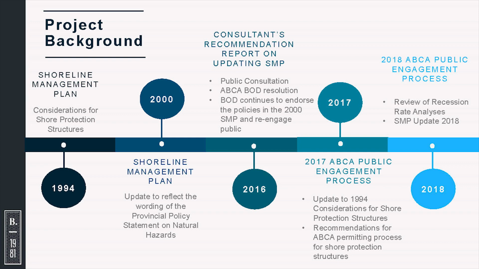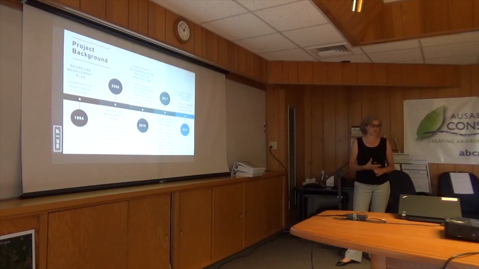So the first Shoreline Management Plan that the Conservation Authority did was in 1994. It was updated in 2000 to reflect the provincial policy statement updates on natural hazards, which are the ones that Jeff just went through, the erosion, flood, and dynamic beach hazard. And then in 2016, you had the consultant's recommendation report where they looked at the Shoreline Management Plan and provided some recommendations for updating. And then last year, we started a process of re-engaging the public, and we updated the recommendations for shore protection and had a couple of public meetings in the summer. And so now here we are today, and we're continuing on with that process.